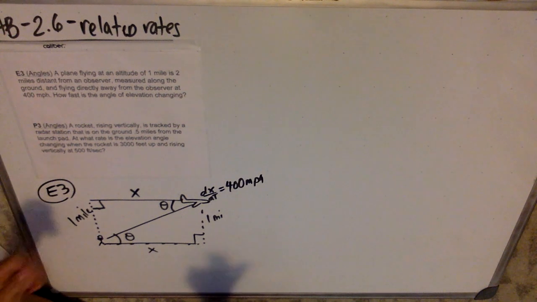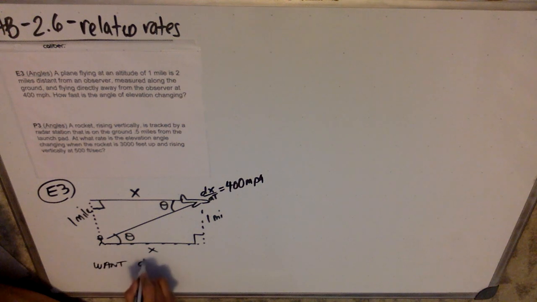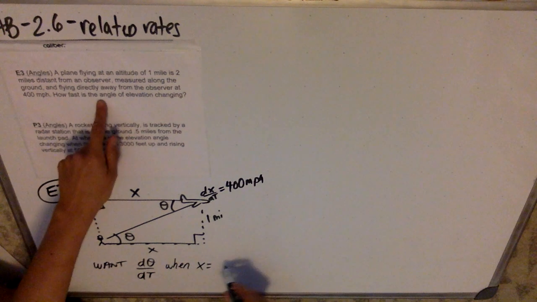Okay, so here's my diagram. What I seem to want, right? What I seem to want is dθ/dt, because I want to know how the angle is changing at the moment when x equals 2 miles.